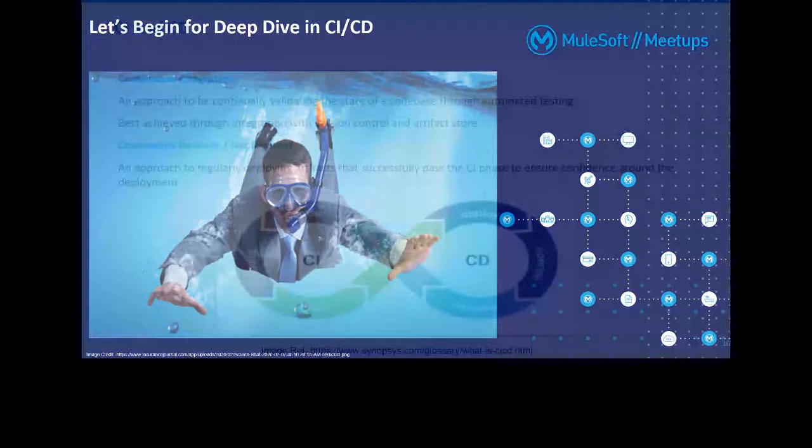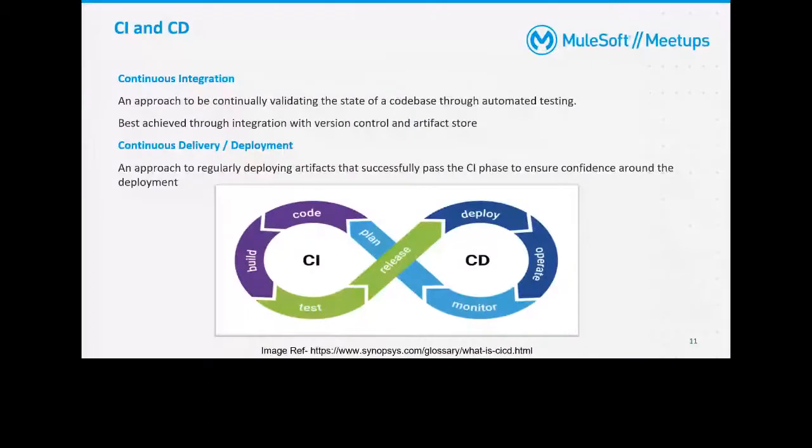What is continuous integration and continuous delivery or deployment? If I talk about it in very simple words, CI will create an artifact for me, and CD will deploy that particular artifact. This is the very layman term.